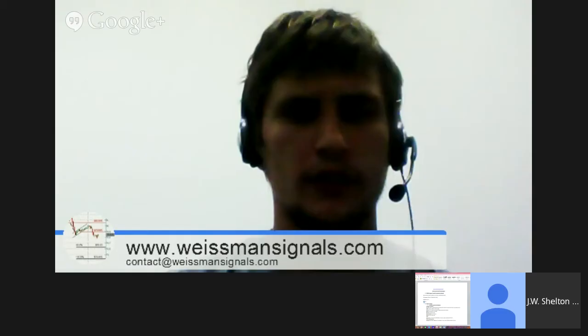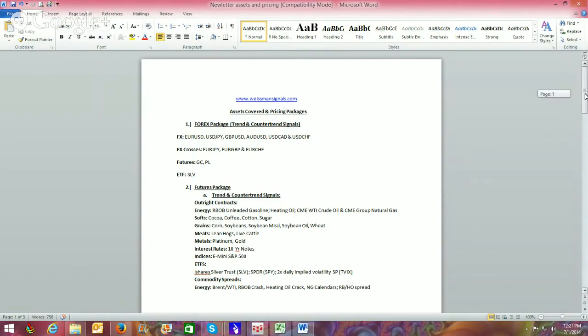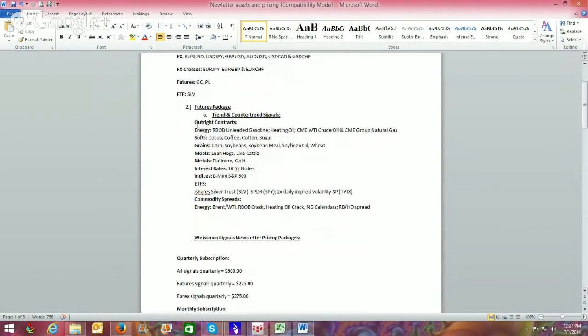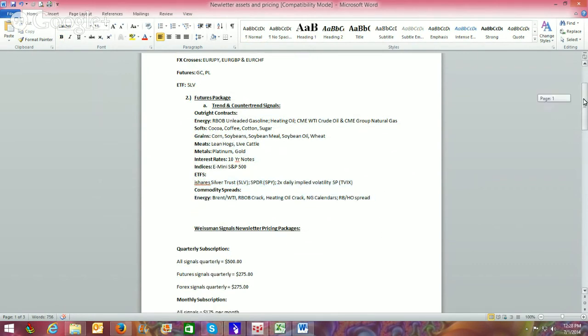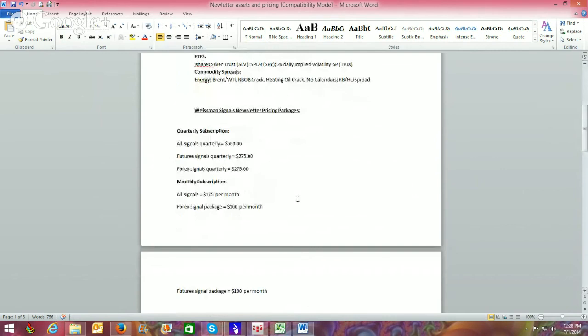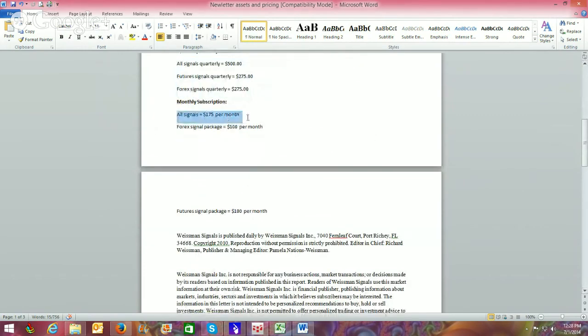Okay. We just covered these, in fact. Yes. Now, if you're only getting futures, it will include all of these outright contracts for all of these asset classes and all of these ETFs, which, like you said, we just covered, and the commodity spreads. And then here's the pricing for the different levels. Now, some people are going to get everything, meaning everything that I put out. So that's their pricing per quarterly subscription. And then their pricing if they're getting all signals.